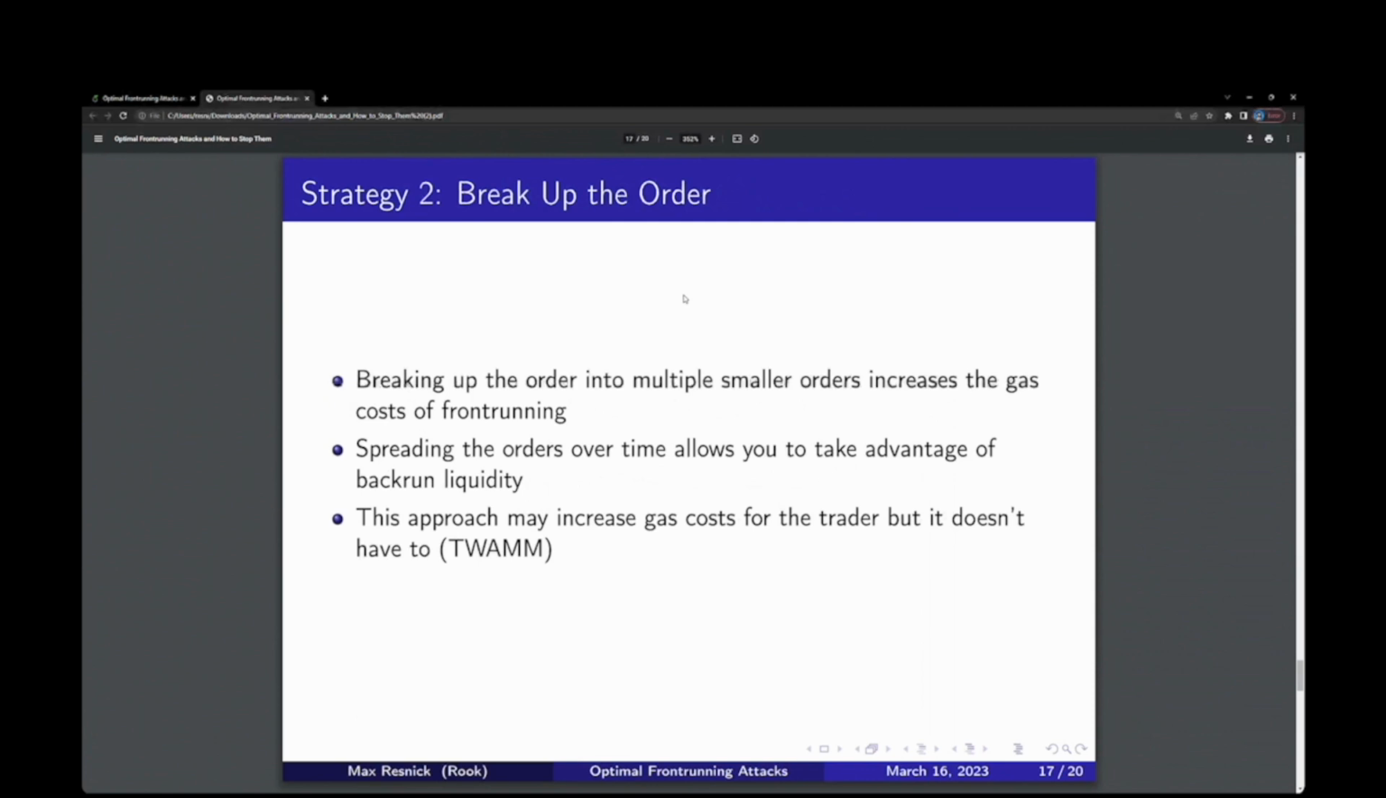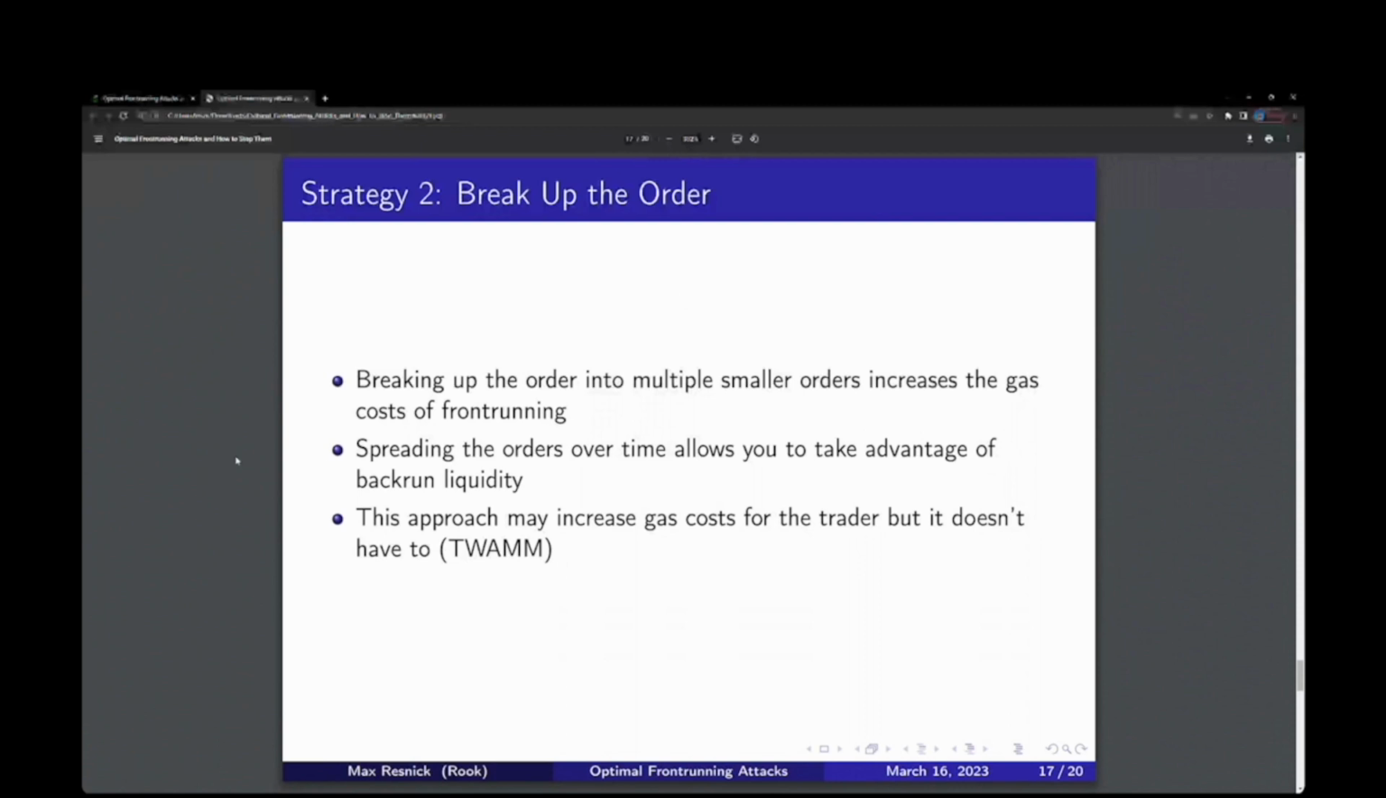Okay. So now we're talking about breaking up the order. If we spread the order over multiple transactions, we can take advantage of background liquidity. So we trade a small amount and then we get background liquidity that refills the orders near the price P star. Then we can trade into them again. So our average execution price is closer to P star, which is good. And it also means that each individual order isn't moving the price as much.